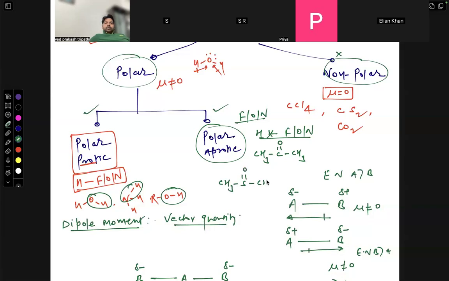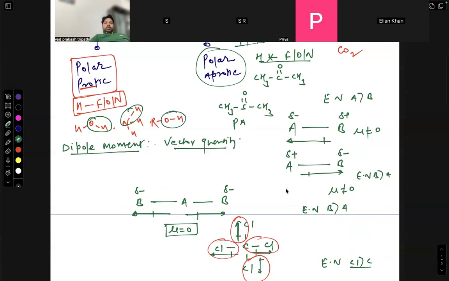Look at this one. Hydrogen is not bonded with them, so this is also polar aprotic. Make sense? Please tell me, everyone. Okay. Now I'm going to give you some solvents and you have to categorize the nature of each particular solvent as polar protic or polar aprotic. For example, this is the first one.